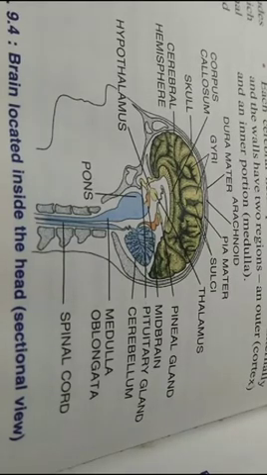It is covered by three membranous coverings called meninges. There is a cerebrospinal fluid found inside the covering membranes. This cerebrospinal fluid protects the brain from shocks and acts like a cushion. The three parts which are visible externally in the brain are cerebrum, cerebellum, and medulla oblongata.